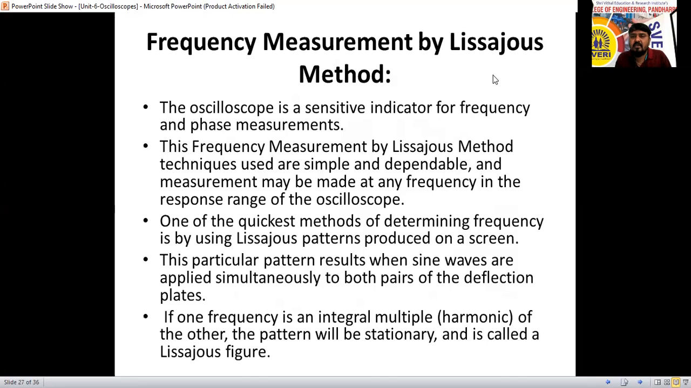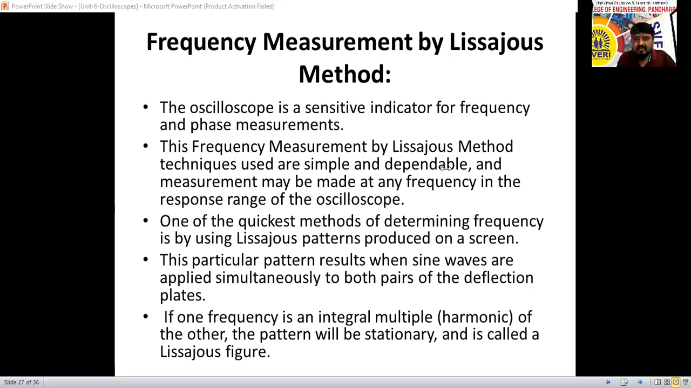Frequency measurement by the Lissajous method. We are going to call that one here now. I don't know how you are going to pronounce it. Can anyone pronounce this? Lissajous or Lissajous? Any one of you, please pronounce it. Can someone pronounce it? Roll number 4. Priyanka. 6. Yes, sir. Pronounce it fast.